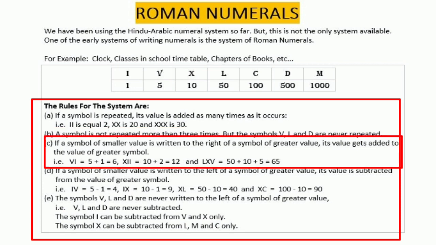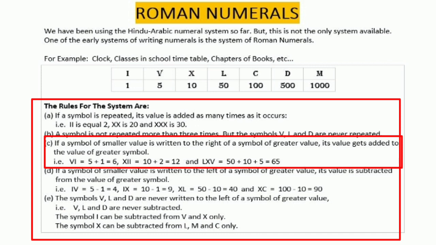Then come to the third rule. If a symbol of smaller value is written to the right of a symbol of greater value, then its value gets added to the value of the greater symbol. Let us take some examples to understand this. VI. We know V is equal to 5 and I is equal to 1. If I is written to the right of V, then we have to add 1. That means 5 plus 1 is equal to 6.